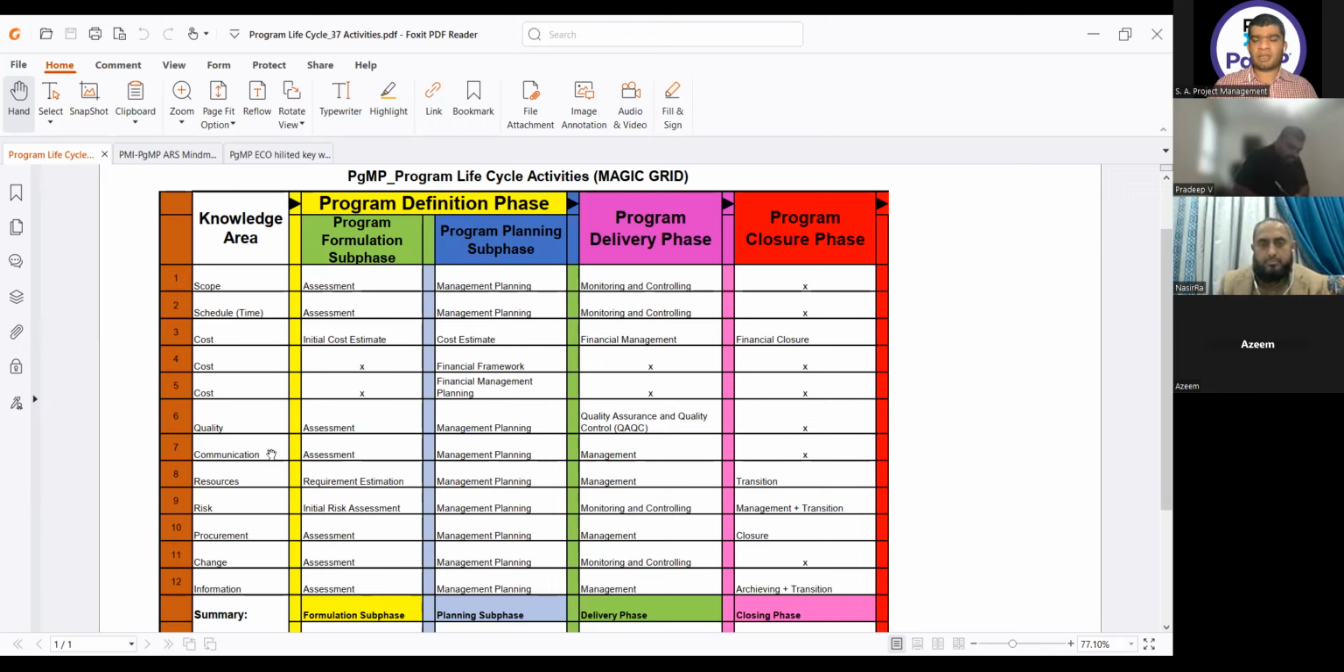Then we have communication. In the communication domain, in the program formulation phase, we have assessment. Then we have management planning. In the delivery phase it is management, and the closure phase is no activity, cross.